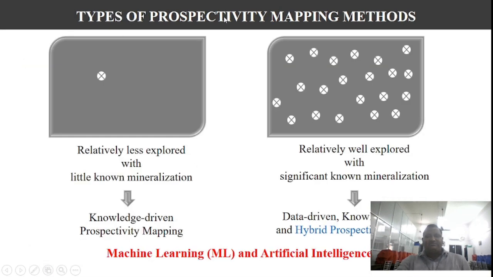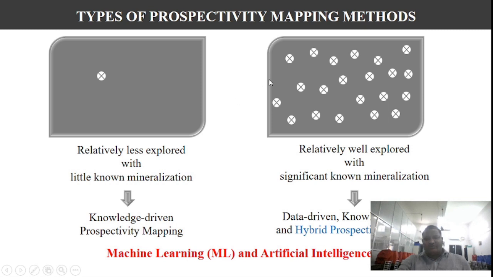So what are the types of prospectivity mapping methods? Basically, whenever we go for exploration to a field, the field can be divided into two types. One is green field, one is brown field. Generally, some people refer green fields as virgin area where data have never been collected. But in mineral prospectivity mapping exercise, we refer green field as areas which are relatively less explored, with little known mineralization or with no known mineralization. Data has been collected, but there is no or very little known mineralization. We call it green field.